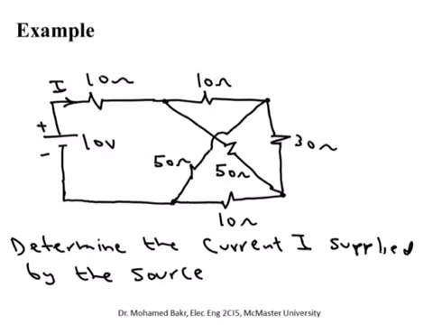Let's take this example as a tool to illustrate the idea. We have this circuit with a number of resistors and only one voltage source, and we'd like to determine the current I flowing in the 10 ohm resistor, the current drawn from the source. We have quite a large number of loops in this circuit. This is one loop, this is a second loop, a third loop, a fourth loop, a fifth loop. It's a large number of loops, but not all of them are linearly independent, so each one of them is not going to give us one independent equation.